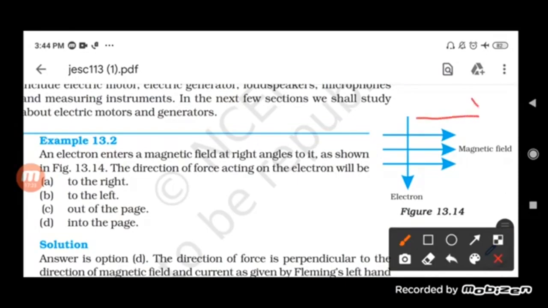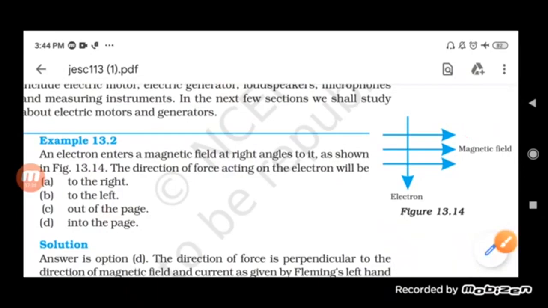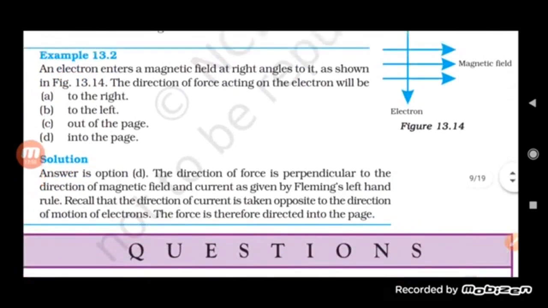the magnetic field is on this side and the current is acting on this side. So, obviously the force is also perpendicular to both of them, that is the magnetic field as well as the current in which the electron is moving. So, here the direction of the force acting on the electron will be into the page. All the three are perpendicular to each other. So, out of the four, that is to the left, to the right, out of the page and into the page, the answer will be into the page.